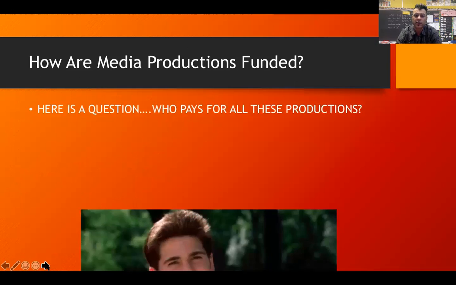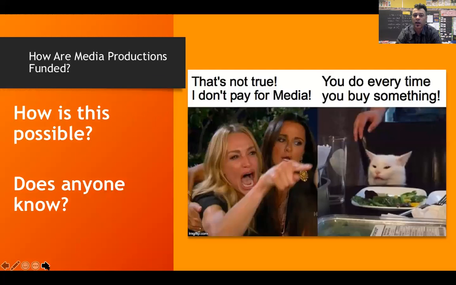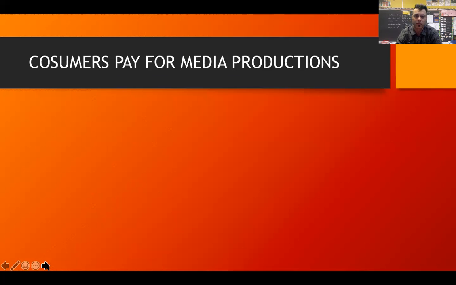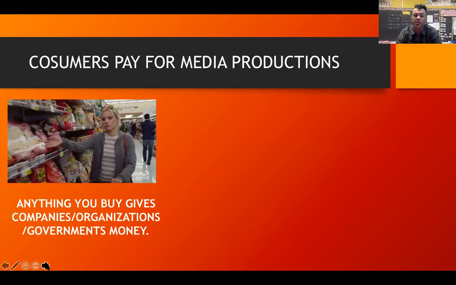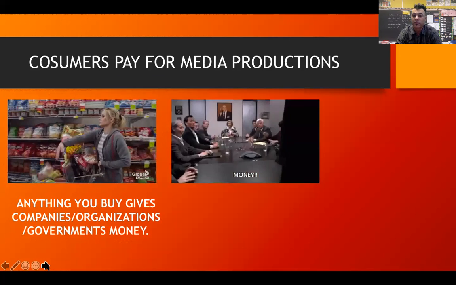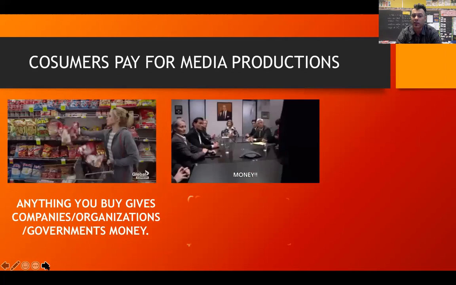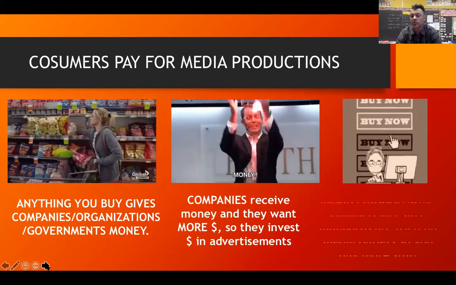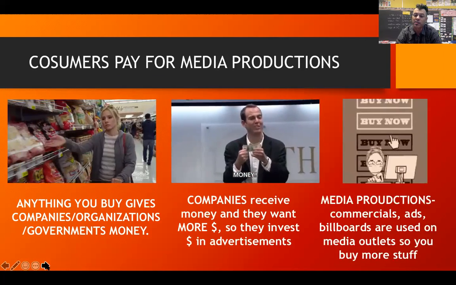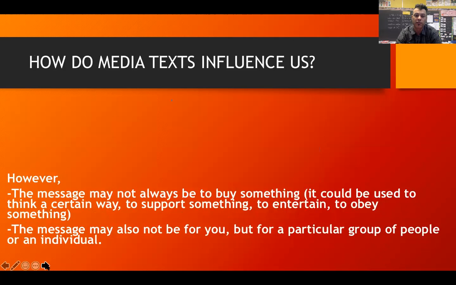How are they funded? Who pays for them? Well, we pay for them, because every time you buy something, that in turn generates money for an organization. That organization gets the money, and they're able to use some of that money to pay for media productions. So here's an example. Anything you buy gives companies, organizations, or governments money. The organizations are happy with the money, and companies receive money and they want more, so they invest money in advertisements. Then media productions like commercial ads and billboards are used on media outlets, so you buy more stuff.